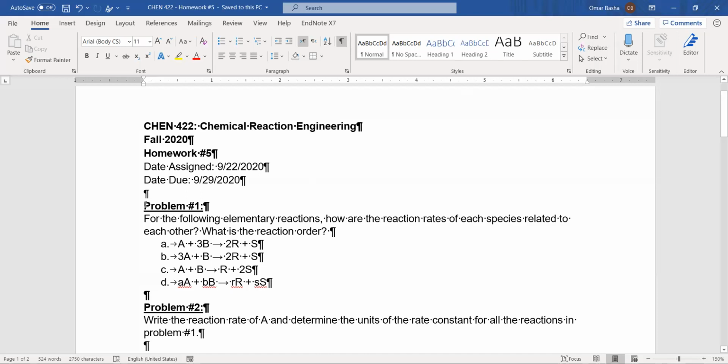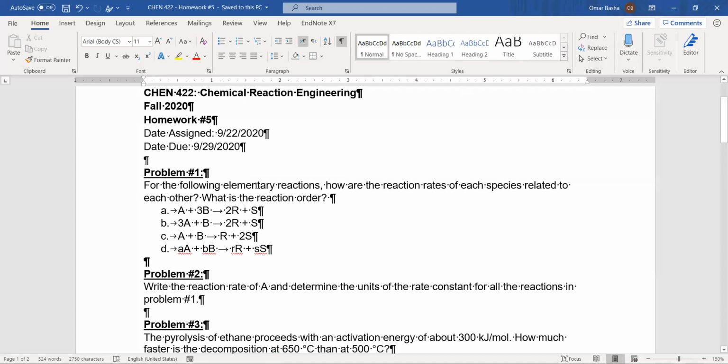So let's start. Problem number 1: for the following elementary reactions, how are the reaction rates of each species related to each other? What is the reaction order? Again, these are elementary reactions. Elementary reactions make things a lot easier, in the sense that in an elementary reaction, your expression really corresponds to your reaction rate, unlike a non-elementary reaction where your stoichiometry does not represent your reaction rate. So just be aware of this difference.